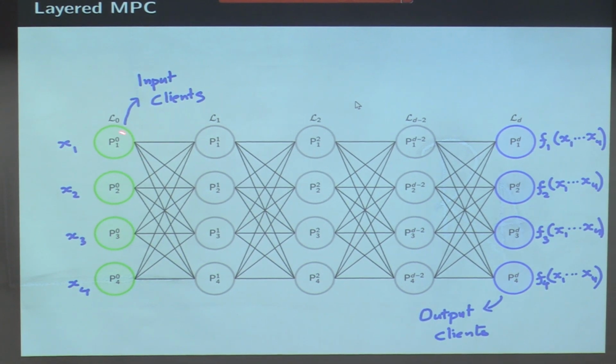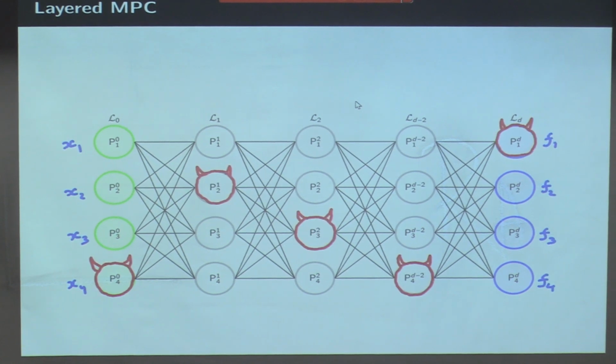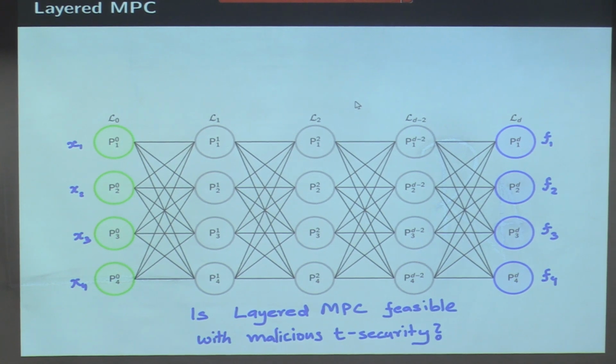And so we want to build a protocol so that this particular functionality of the output clients getting the correct output is realized. Now, of course, like in the standard setting, there is an adversary who is allowed to corrupt some of these parties, but we have a certain rule that in each layer the adversary is allowed to corrupt at most T parties. Over here we can see the adversary corrupting 1 out of the 4 parties. And then the question that we are asking is whether layered MPC is feasible in the malicious setting with T security. So malicious means that the parties who are corrupted by the adversary can arbitrarily behave and not follow the protocol and so on. And the question is whether we can compute the functions with T security in this model.